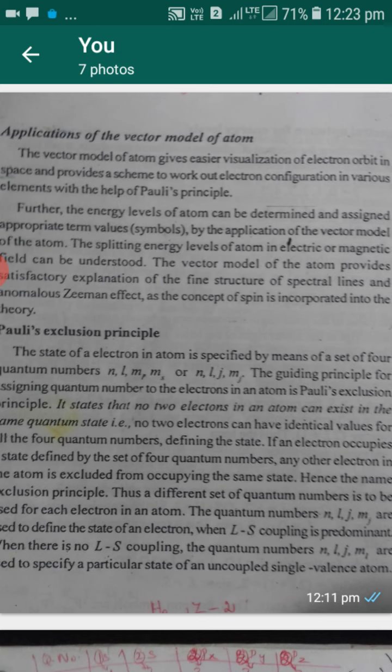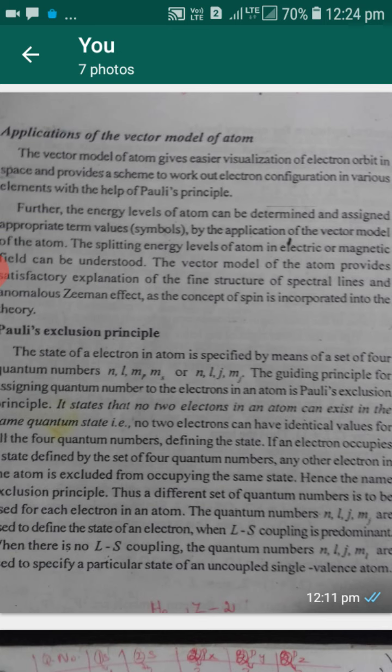One value is plus half, another value is minus half. Therefore, for n equal to 1, you have l equal to 0. L takes values from 0 to n minus 1. Therefore, l takes one value, l equal to 0. Then ml can be written as what?